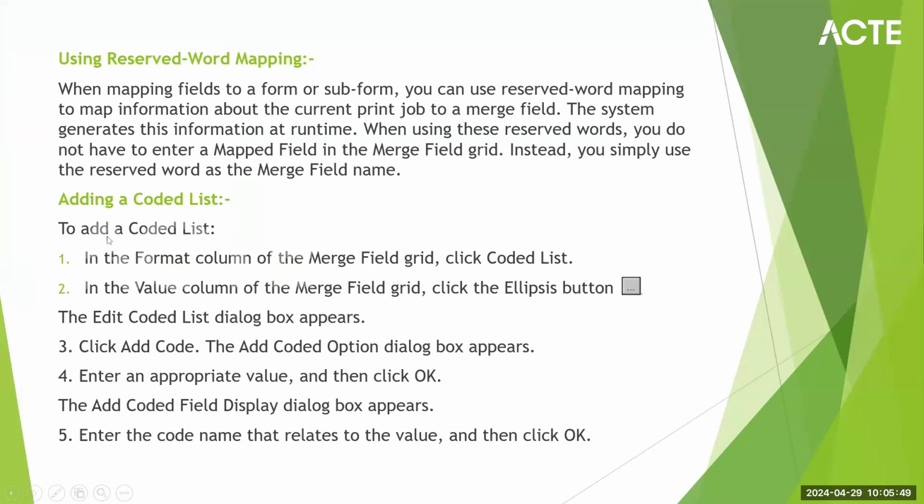Adding a coded list. To add a coded list, in the format column of the merge field grid, click coded list. In the forms, after mapping the field, at the right side in the same line, you can see coded list. If you want to give any kind of format or code for that particular field, you can do these steps. In the value column of the merge field grid, click the button to edit the coded list dialog box. Click on add code and the add code dialog box opens. Enter the appropriate value and then click OK.